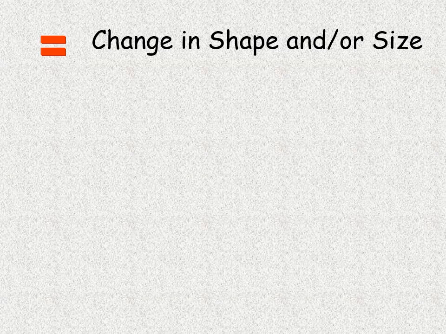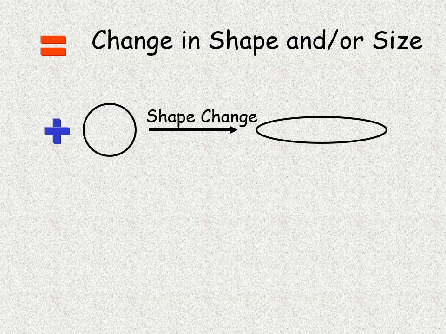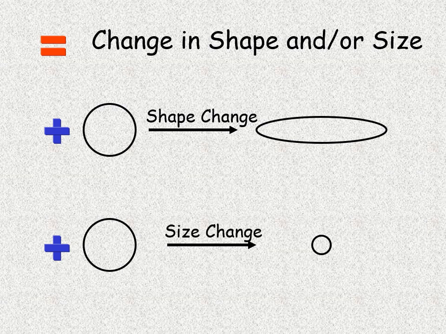We can define rock deformation as a change in shape and/or size. If you take a circle and say that's the original shape of a rock, and if you deform it to a situation like this, what changed was the shape. The size didn't change, the area didn't change. Take the same rock and make it look like this. What happened? The shape didn't change, but the size changed.